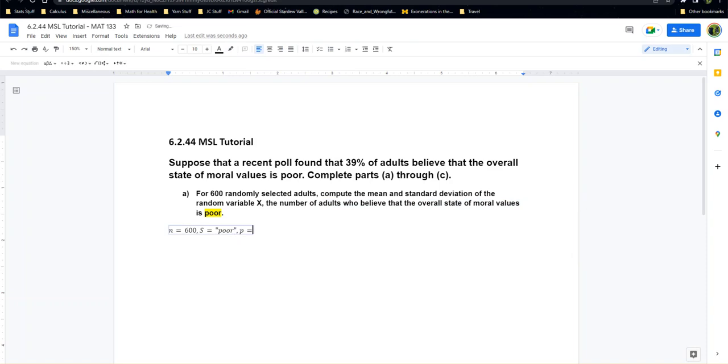The probability of success is 0.39 because that's also the percentage of people that believe moral values is poor, right? So 39%, so 0.39. Q, therefore, which is the probability of failure, would be people that believe it's not poor, right? If you wanted to say failure equals not poor, they don't believe that the moral values are poor. That would be everybody else. That's 1 minus 0.39, which is 0.61.